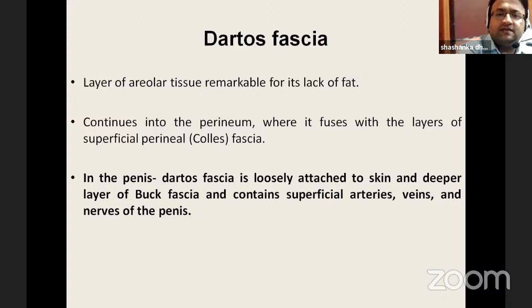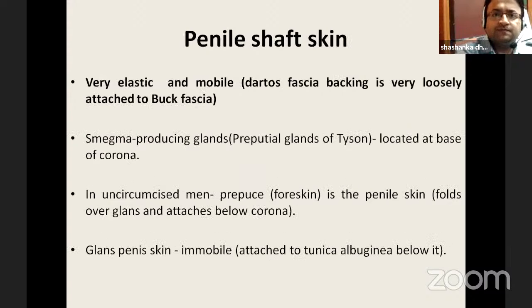In the penis, the dartos fascia is loosely attached to the skin and the deeper layer of Buck's fascia, and this allows free movement of the penile skin. This layer contains the superficial arteries, veins, and nerves of the penis. The penile shaft skin is very elastic and mobile because of the loose dartos fascia backing.